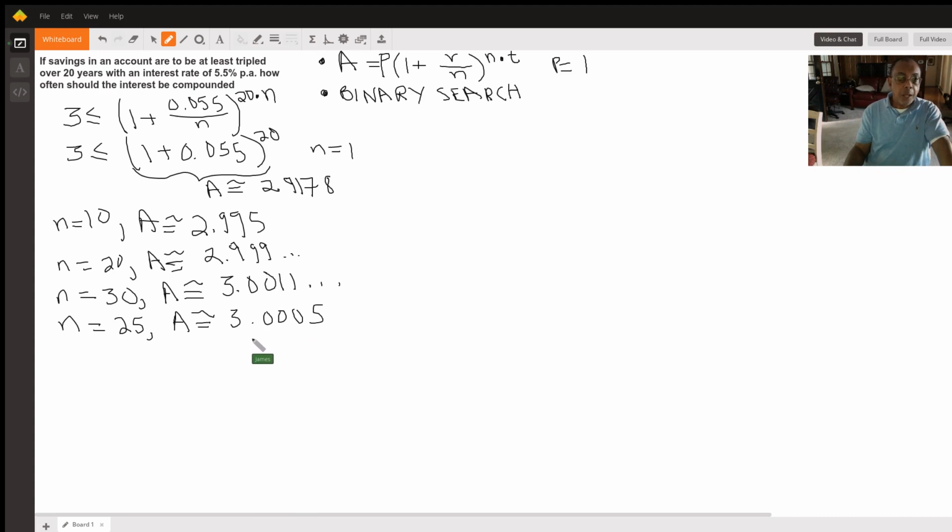So now the two values for n that bracket our target are 20 and 25. So what's half of the distance between 20 and 25? Well, it's 2.5. Well, we can't get a half of an interval. So let's just try n is equal to 22. Then you're going to get A is equal to approximately, well, it goes way out. Still over 3, and so forth and so on.